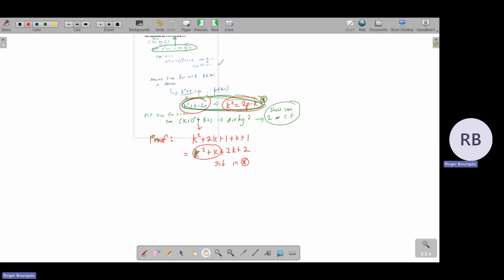So if I sub in K squared plus K is equal to 2P, it becomes equal to 2P plus 2K plus 2. And what is wonderful about that? What can we do? We can take out, what's the name of the thingy?